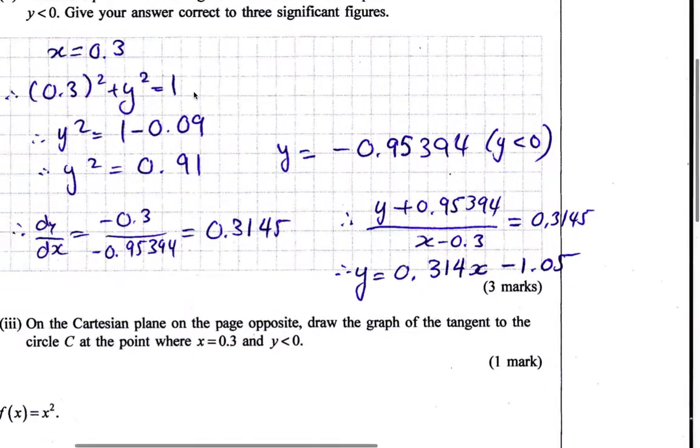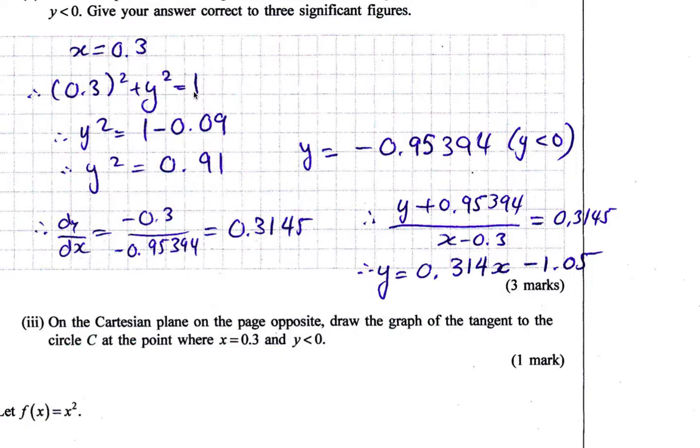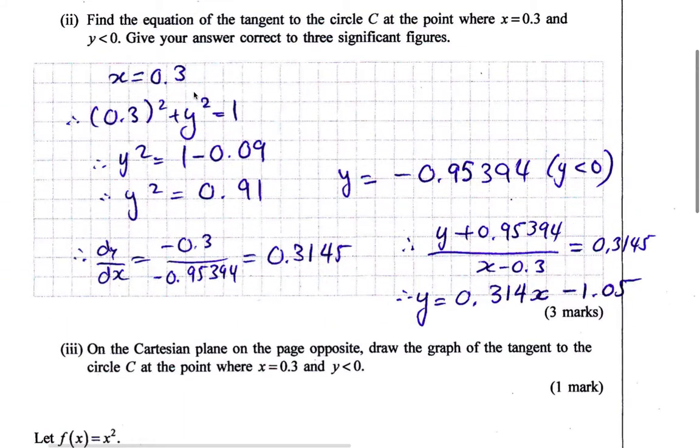Okay. So first off, I substitute in x equals 0.3 into the equation. We have x squared plus y squared equals 1, because of course I need to know what the y value of that point is if I want to find the equation of the tangent to the circle at that point. So I get y squared is equal to 0.91 just by rearranging, bringing that to the other side.